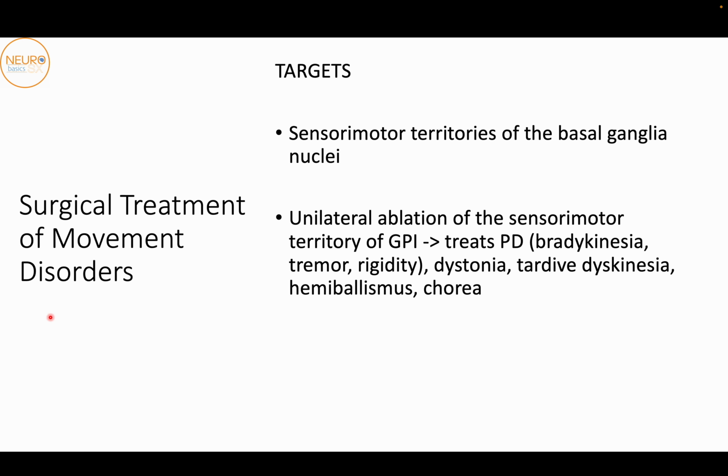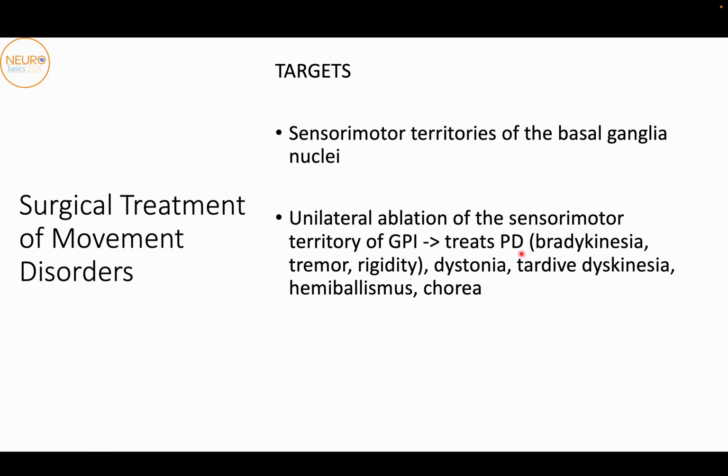Right. So how does the surgical treatment work? There are particular targets which are very well known by now. But mostly with these movement disorders, we're targeting the sensory motor territories of the basal ganglia nuclei. As we saw, within the basal ganglia nuclei, there are at least 4 different circuits, and the ones we want to target for movement disorders are the sensory motor territories. Now, when it comes to GPI, if we target the sensory motor territory of GPI, it is able to treat PD, but apart from PD, it's able to treat dystonia, tardive dyskinesia, hemiballismus, and chorea.